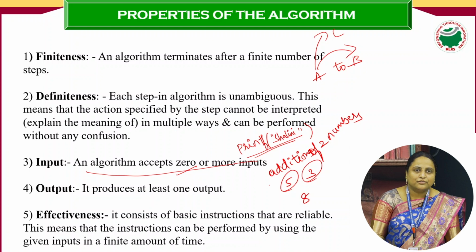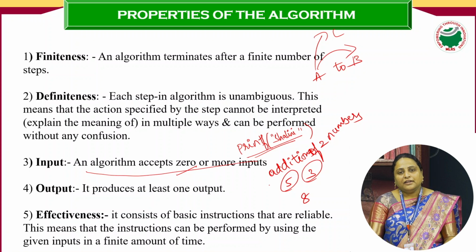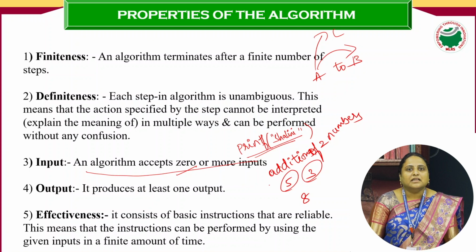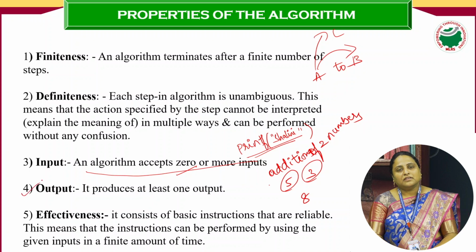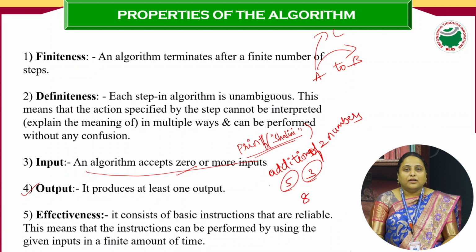You can give 2 inputs or 3 inputs or 10 inputs, and you can give 0 inputs also to get some output. That is another property of an algorithm. And coming to the next one, output. How many outputs does an algorithm produce? An algorithm produces at least one output.